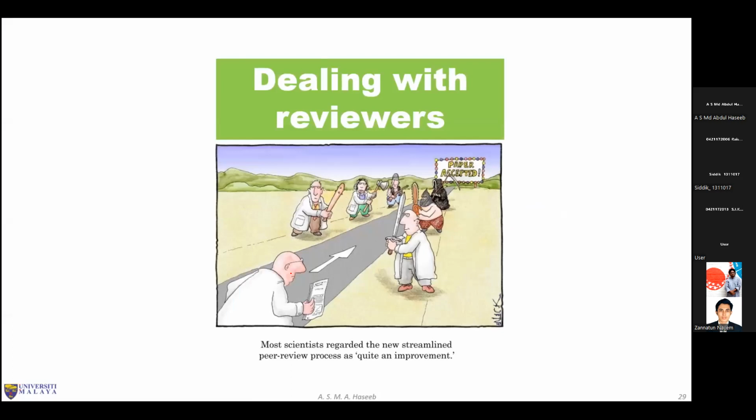Now, at times you may see them as having this role: they are trying to stop you from publishing at all cost, and you have to overcome them. So you have to bypass them or convince them that you have enough quality so that the paper is accepted.